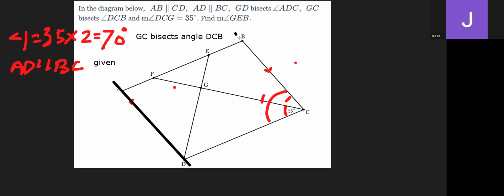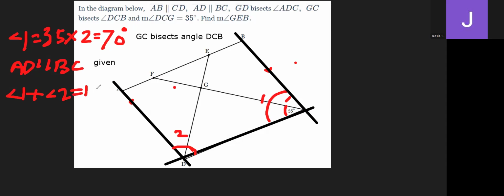These 2 are parallel: AD and BC. We can see angle 1 and angle 2. Let me mark this big angle here as angle 2. So we can say that angle 1 and angle 2 are a pair of supplementary angles, meaning angle 1 plus angle 2 is 180 degrees.